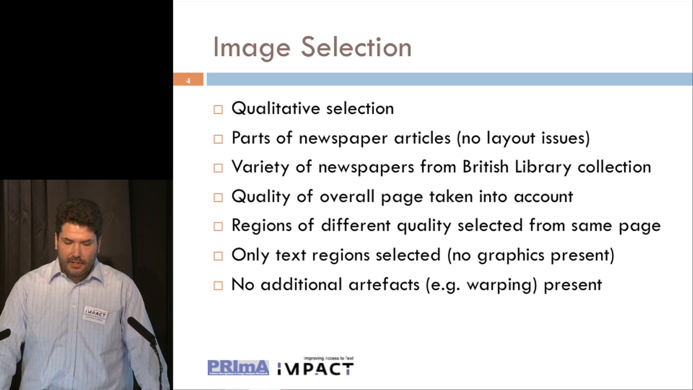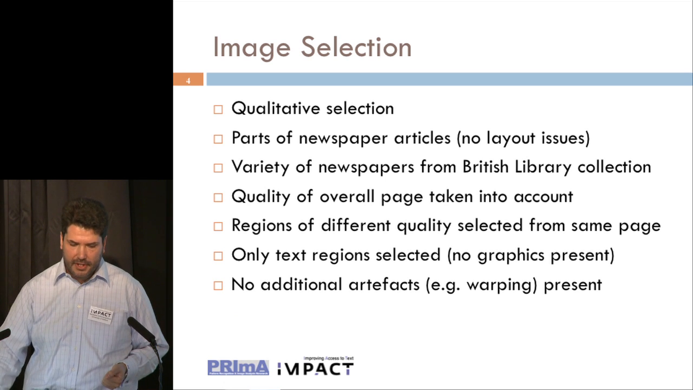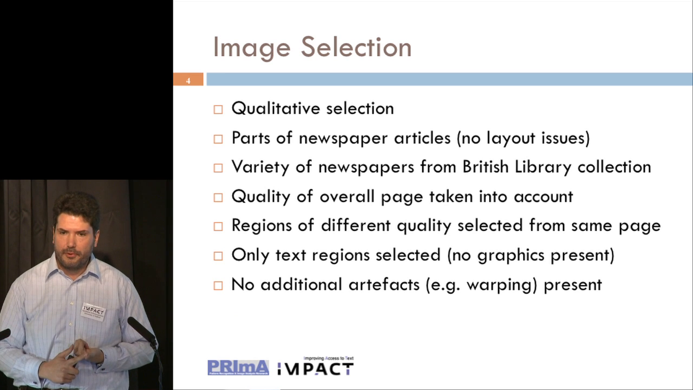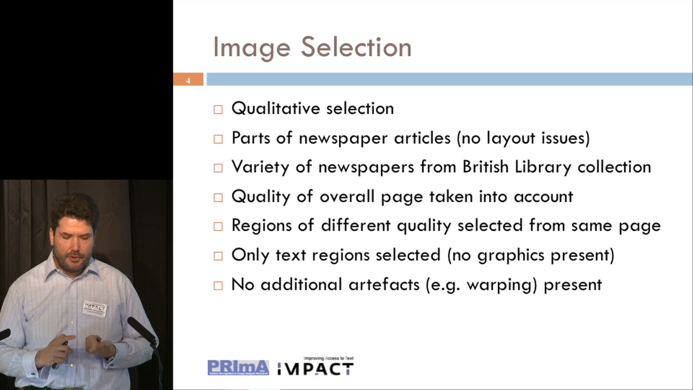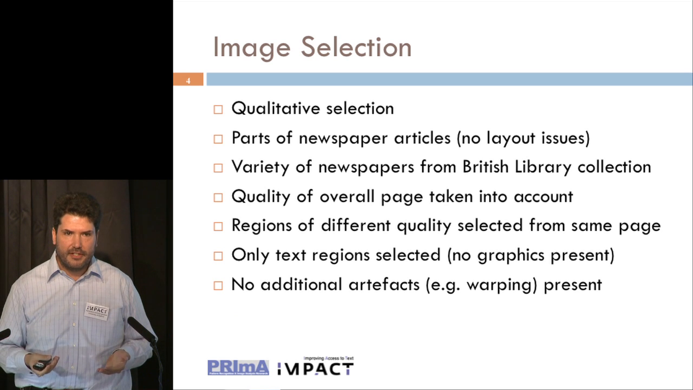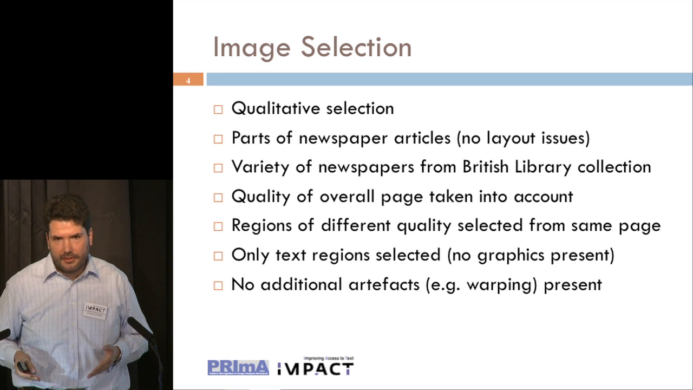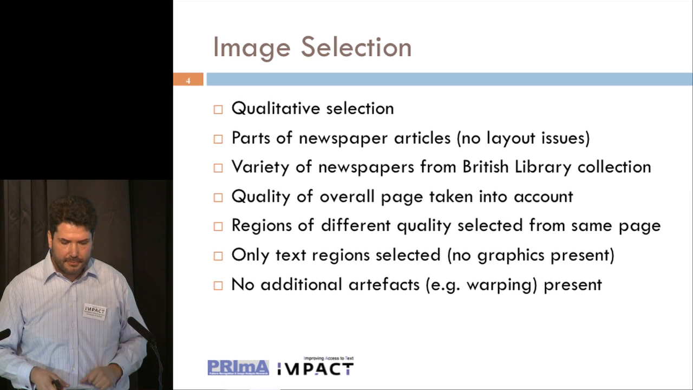We selected only text regions because we want to apply OCR and not to any other graphics, and no separators or images or so on in the samples. And we used only parts of newspapers, as I mentioned, no layout issues, right? We didn't want to test layout analysis. We didn't want to evaluate whether the layout analysis part of an OCR segments the columns right. So we just selected pieces of text, basically, parts of columns.